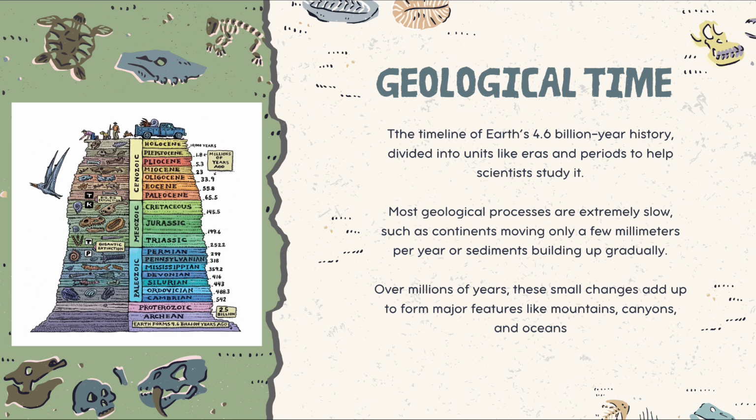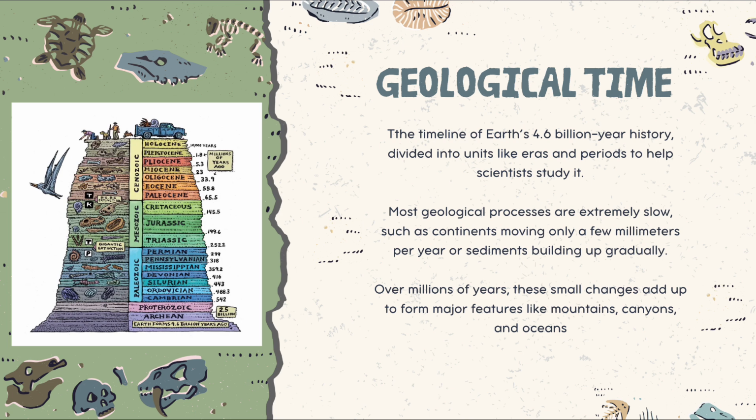Because of this, geological processes can seem like they don't do much. For example, continents move only a few millimeters per year, which is about as fast as your fingernail grows. That means in a single year, the change is almost unnoticeable. But over millions of years, continents can move thousands of kilometers and completely reshape the Earth.